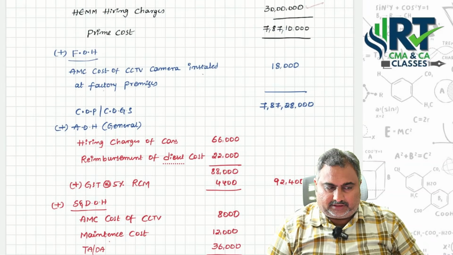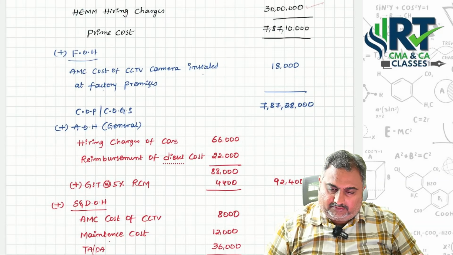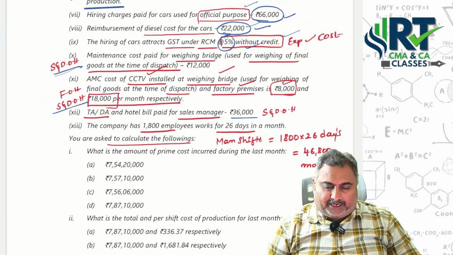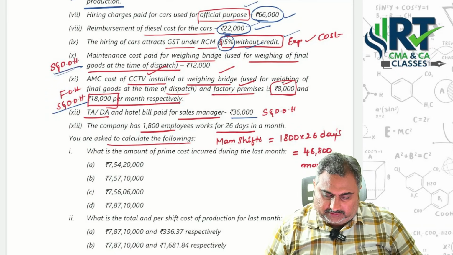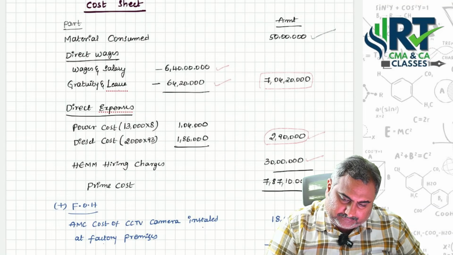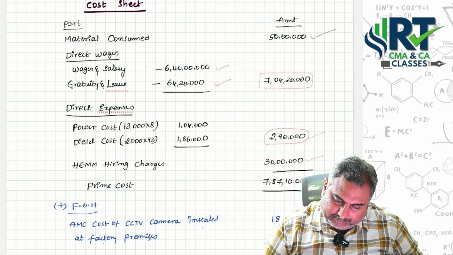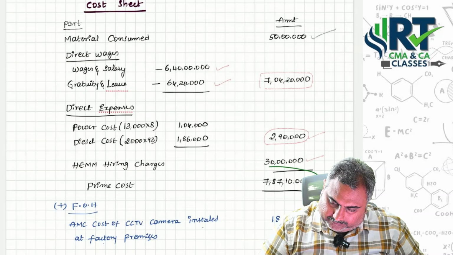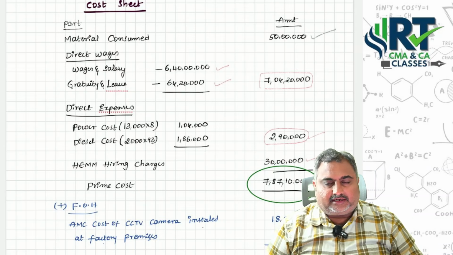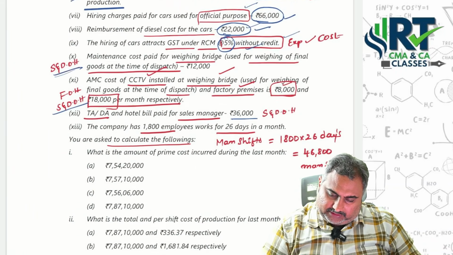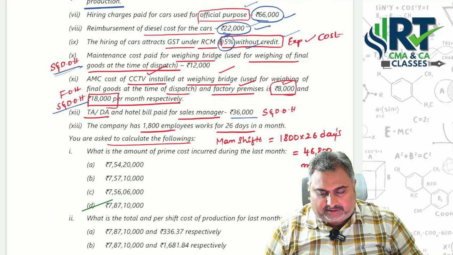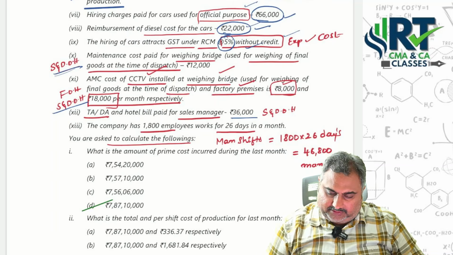Now what questions they are asking, see one by one, we'll try to answer them. Let's see the first question. What is the prime cost incurred during the last month? Sir, we already calculated our prime cost. Correct, 7 crore 87 lakh 10,000. So see the answer, 7 crore 87 lakh 10,000. So we are done with the first MCQ.